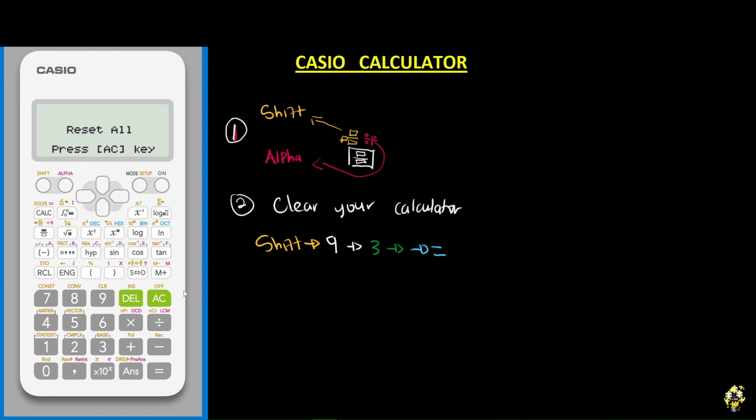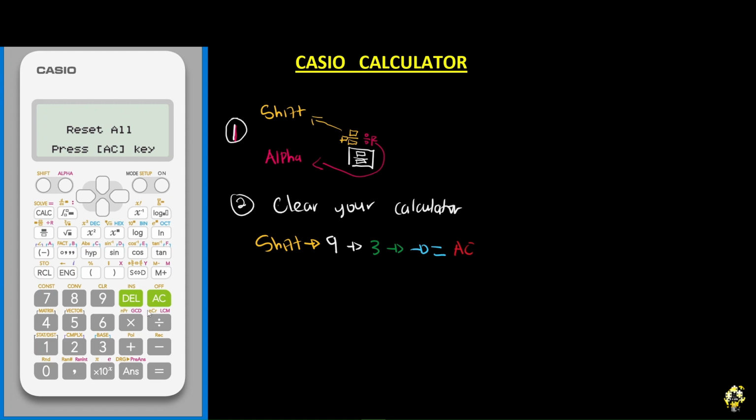And lastly, you have to click AC. Back to the normal mode. Let's put that one in red. Back to the normal mode, which is the AC. So to reset your calculator, let's go over it again. First, it's a shift. Secondly, it's a 9. Then all. Then equal sign.